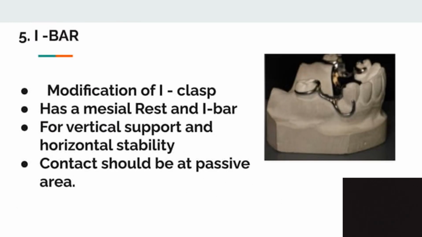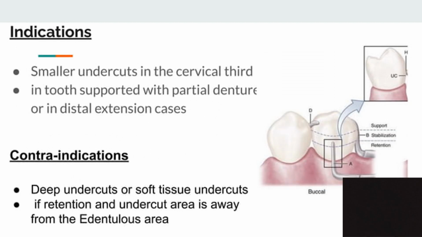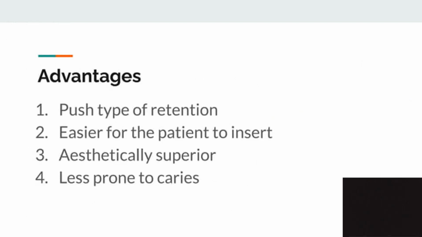Next is the I bar, which is a modification of the I clasp. It has a mesial rest and an I bar for vertical support and horizontal stability, though the contact should be at a passive area. Indications of the I bar include smaller undercuts in the cervical third, in tooth-supported partial dentures or distal extension cases. It is contraindicated in deep undercuts or soft tissue undercuts, or if the retentive undercut area is away from the edentulous area.